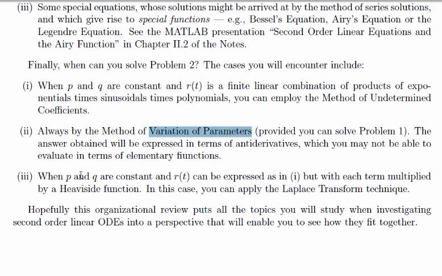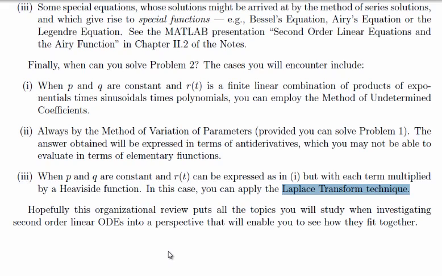A third example is when p and q are constant, and r is expressed as it was in the first one, this kind of finite combination, but with each term multiplied by a Heaviside function. So you wind up with a discontinuous forcing term on the right-hand side, and that's the case where you apply the Laplace transform technique. Okay, so hopefully this organizational review puts all the topics you will study when investigating second-order linear ODEs into a perspective that will enable you to see how they fit together.